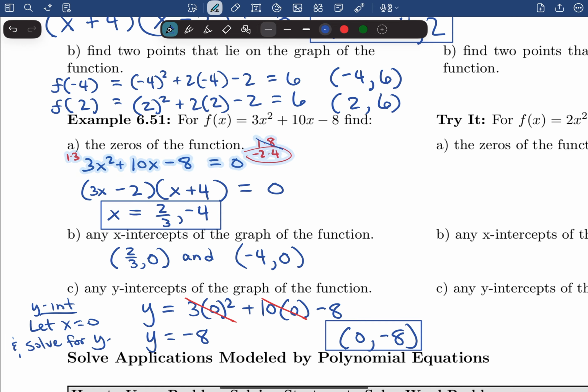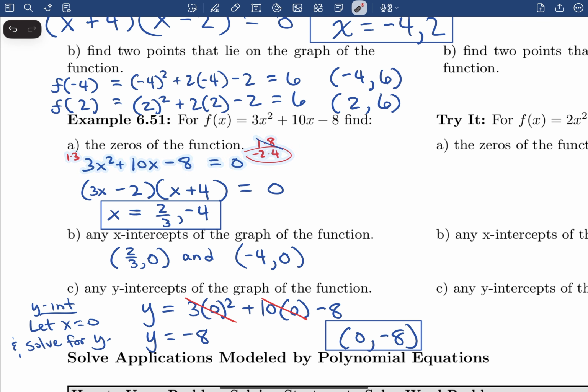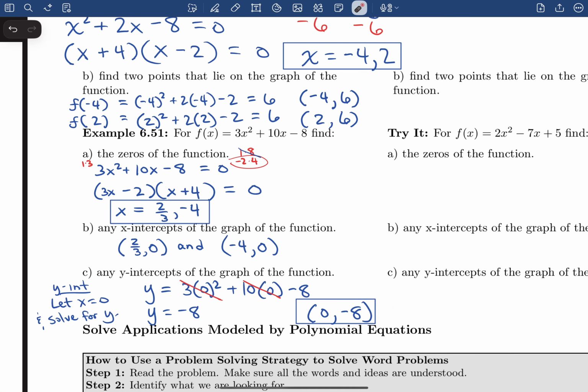So there we go. We have just found the zeros of the function by setting f of x equal to 0 and then using our factoring skills to solve for x. We have found x-intercepts because these zeros that we found are literally the x-intercepts. And we found the y-intercept by setting x equal to 0 and solving for y. And there, you've seen it.